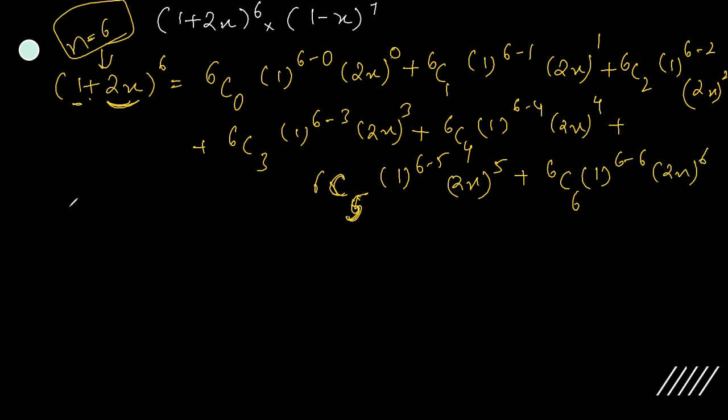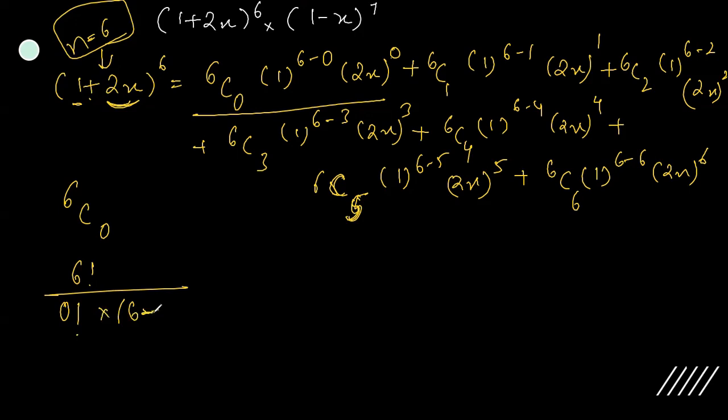Now let's open the values first, right? So this is the first term. See, 6C0, whenever you have something C0, the value is always 1. So please see it here. We have to use the formula of combination. So 6 factorial divided by 0 factorial multiplied by 6 minus 0 factorial. See, 6 minus 0 is 6 only. So it means we have 6 factorial, this one.